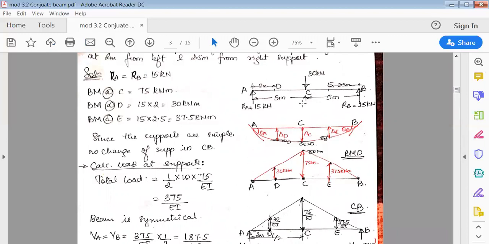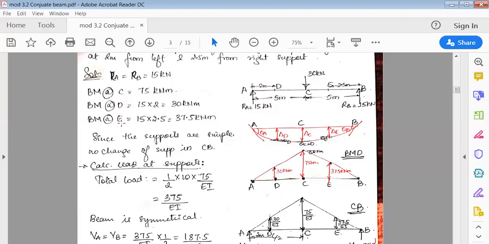Next, bending moment at C. The reaction is 15 kilonewton. To the left side of C, there is only one load. So 15 into 5 is 75. This is the bending moment at C. Similarly, bending moment at D. Again at D, on the left side, only one load, 15 into 2, which is 30 kilonewton meter. Left side, clockwise is positive. So 15 into 2, 30.